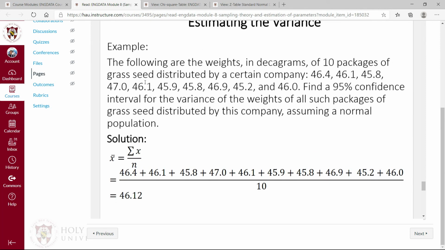So estimating the variance, the following are the weights in decagrams of 10 packages of grass seed distributed by a certain company: 46.4, 45.8, 47, 46.1, and so on up to 46. So 1, 2, 3, 4, 5, 6, 7, 8, 9, 10. So n is 10 based on the given. Find the 95% confidence interval for variance of the weights of all such packages of grass seed distributed by this company, assuming a normal population.